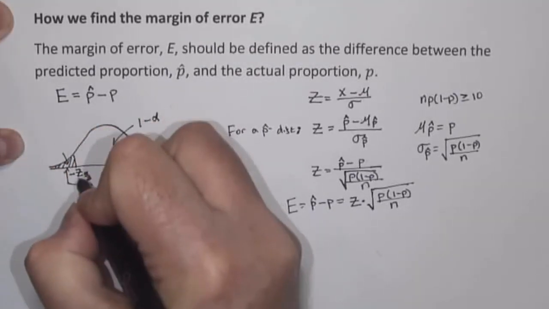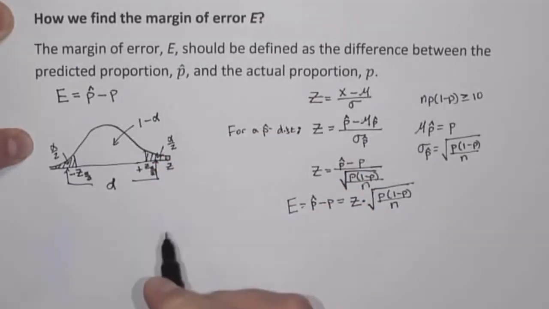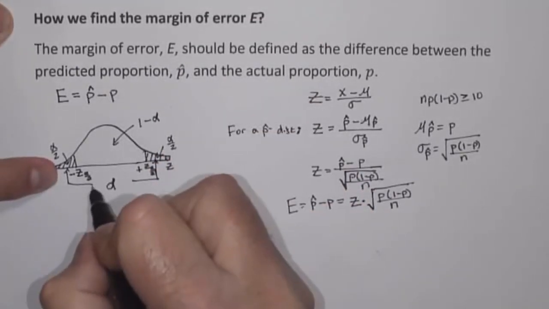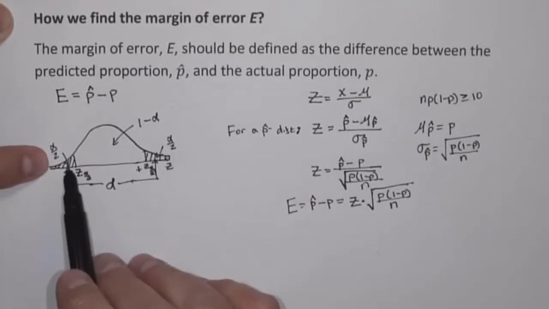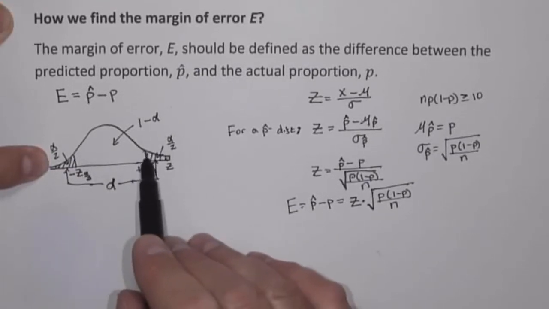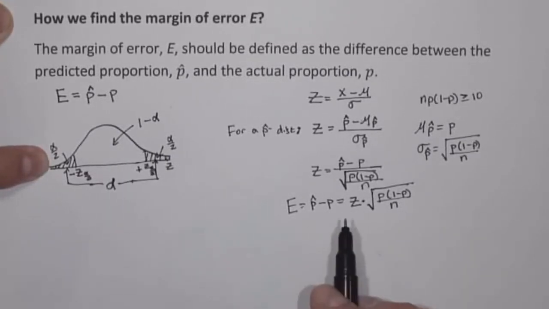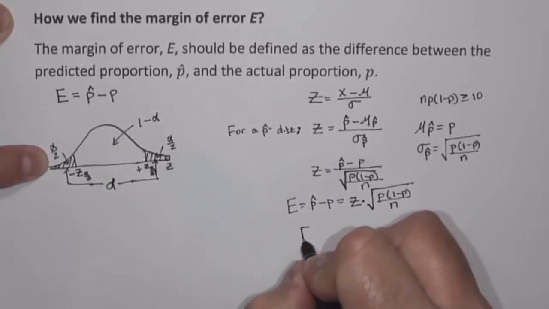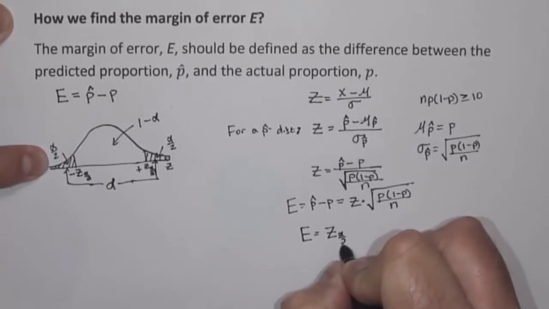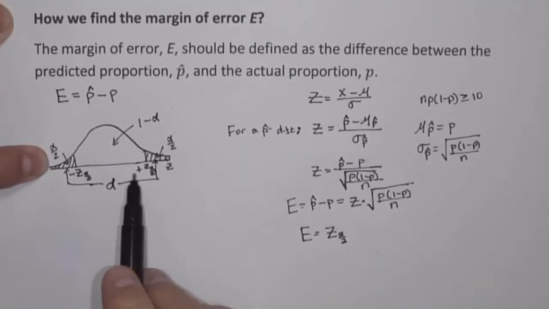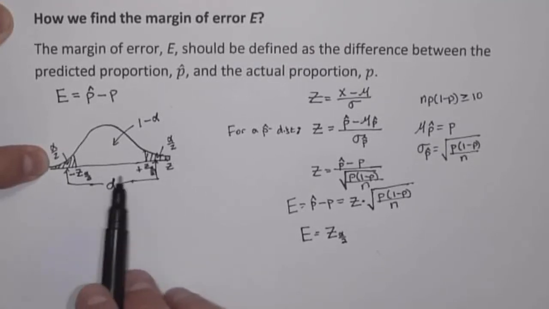So alpha over 2 would be the area in this tail, and alpha over 2 would be the area in this tail. Again, if the total area in the two tails is alpha, then half of alpha is in this tail, half of alpha is in this tail, and so that's going to give us z-scores that are connected to this level of confidence. So our real formula is going to be that the margin of error is going to equal z sub alpha over 2 times the square root of p times 1 minus p over n, depending on the level of confidence that we're using. So if we're using a 95% level of confidence, then we're going to get one set of z-scores.